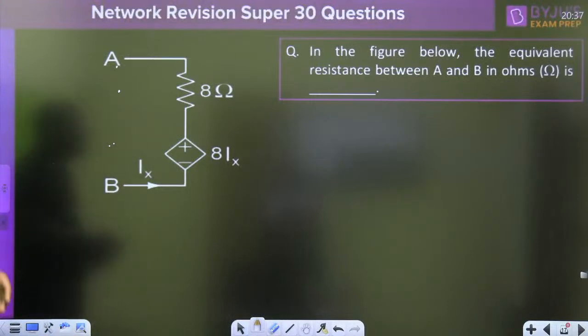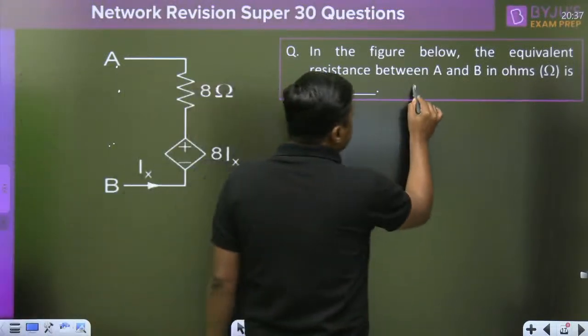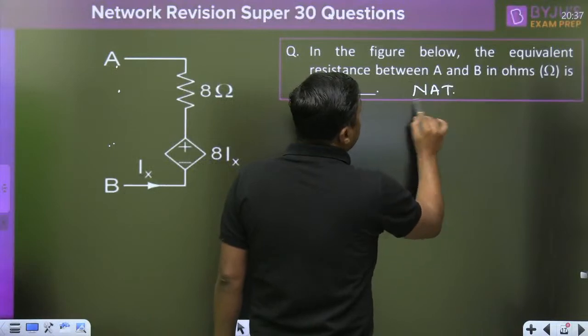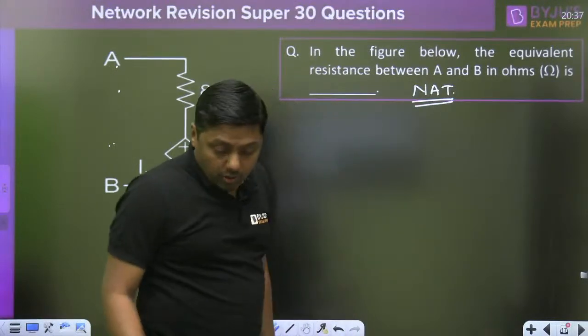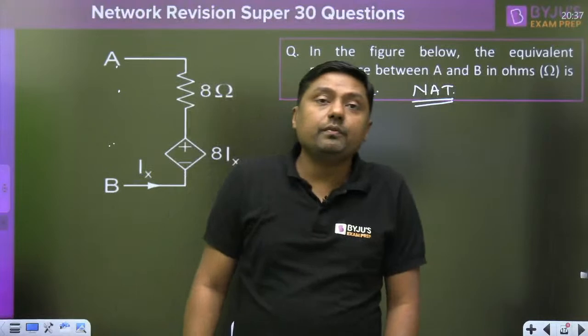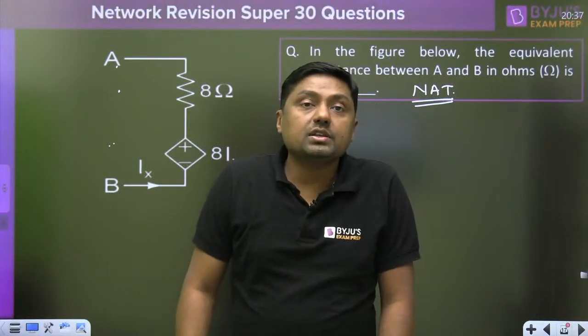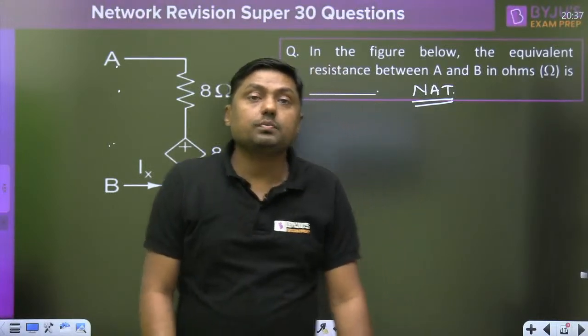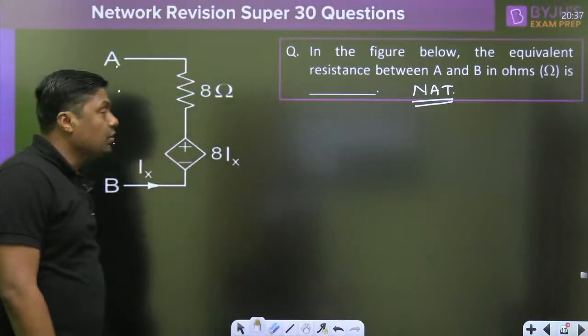What is the answer for this question? 16 ohm. That is a numerical answer type question, NAT. Numerical answer type question, that is the NAT. No negative marking. So everyone give me the answer. Okay, Kisan is giving the 0 answer. Ranit Ghosal is giving 0.